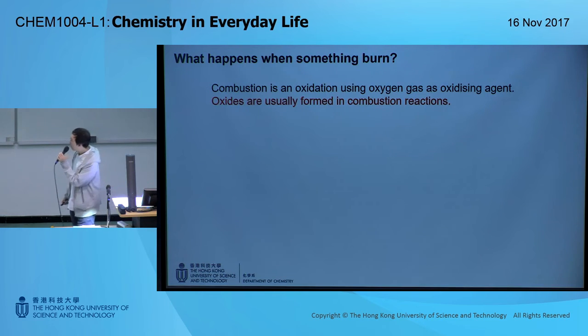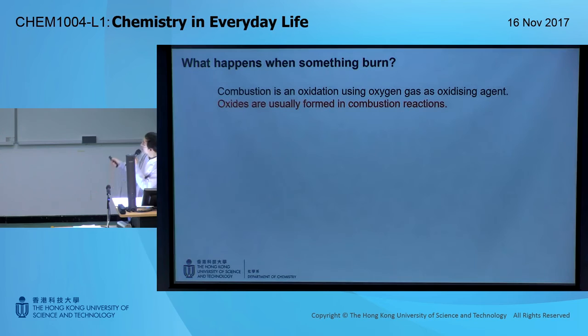So we have to understand what happens when something burns. Burning is a chemical reaction. We call this a combustion reaction. The word combustion means burning, and it signifies the oxidation of a fuel using oxygen gas as our oxidizing agent. And if you use oxygen gas as the oxidizing agent, then what does it become? It becomes reduced. It becomes oxides, in O2- form. So oxygen gas usually forms oxides. So the combustion products are usually oxides of the fuels.